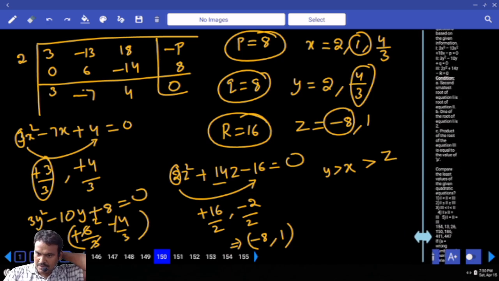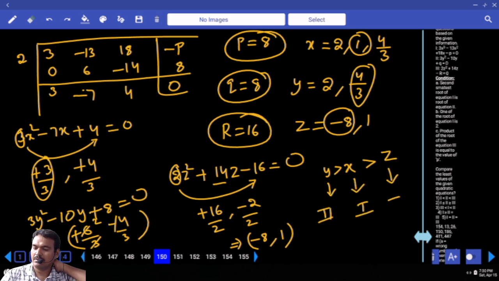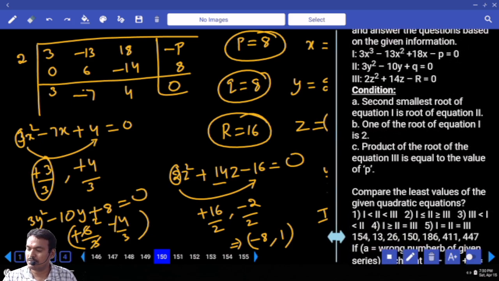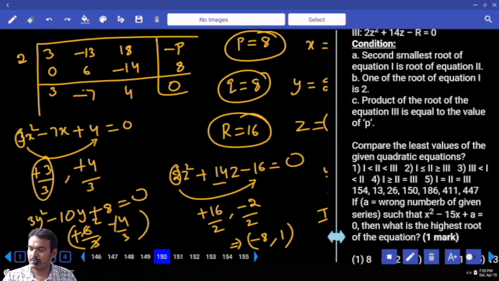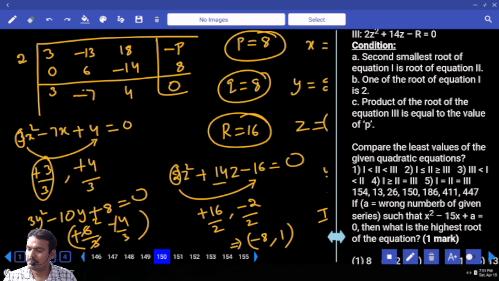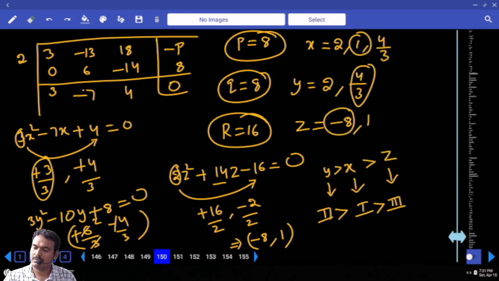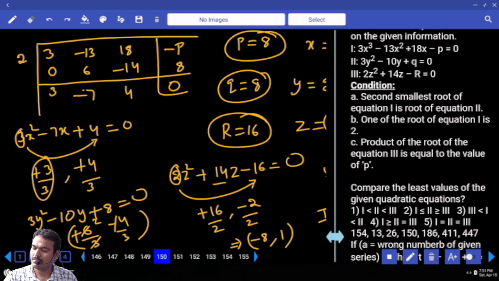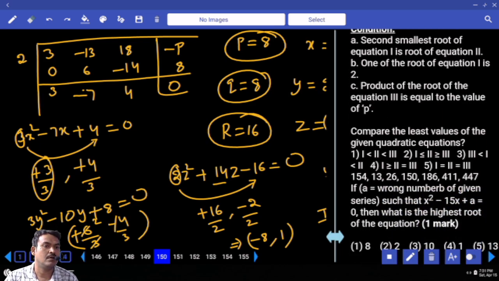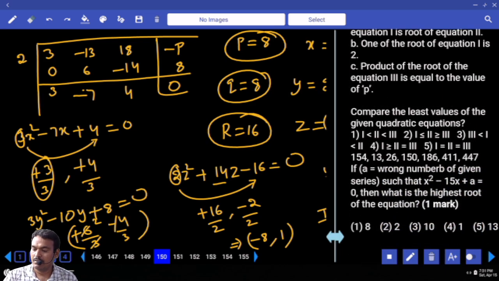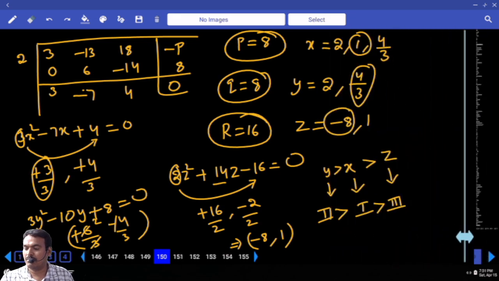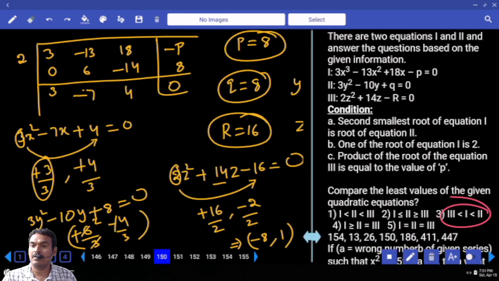Y means second equation or first equation? Second equation or not? X means first equation. Z means third equation or not? Second is greater than first one is greater than third one. Which option? Third option. We wrote greater than, but here all are less than or not? Third option or not?